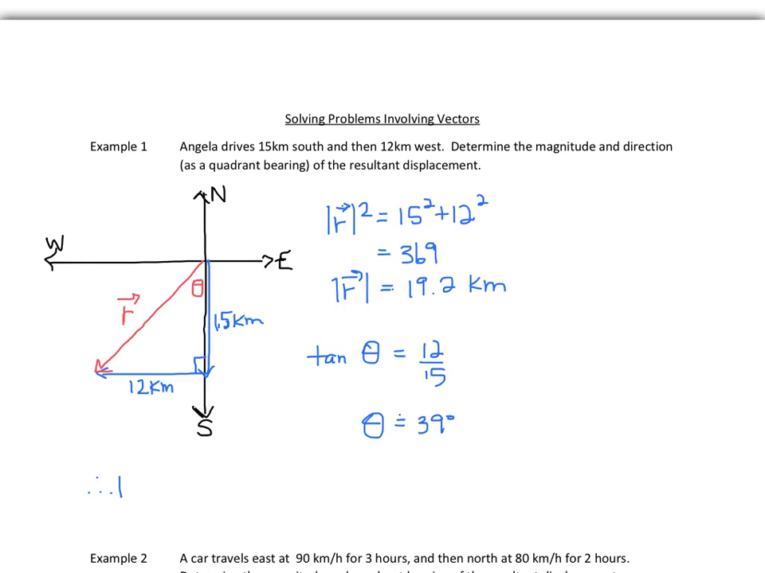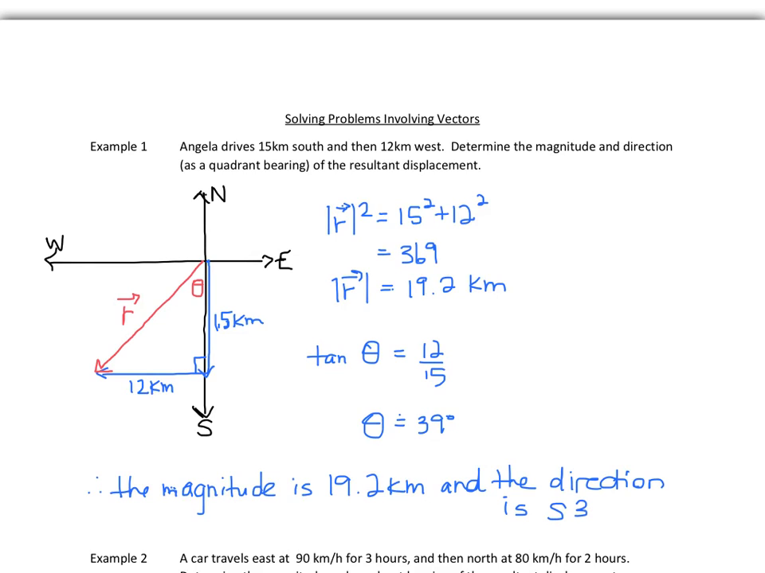So now we can say the magnitude is 19.2 kilometers. And the direction as a quadrant bearing is south, 39 degrees west.